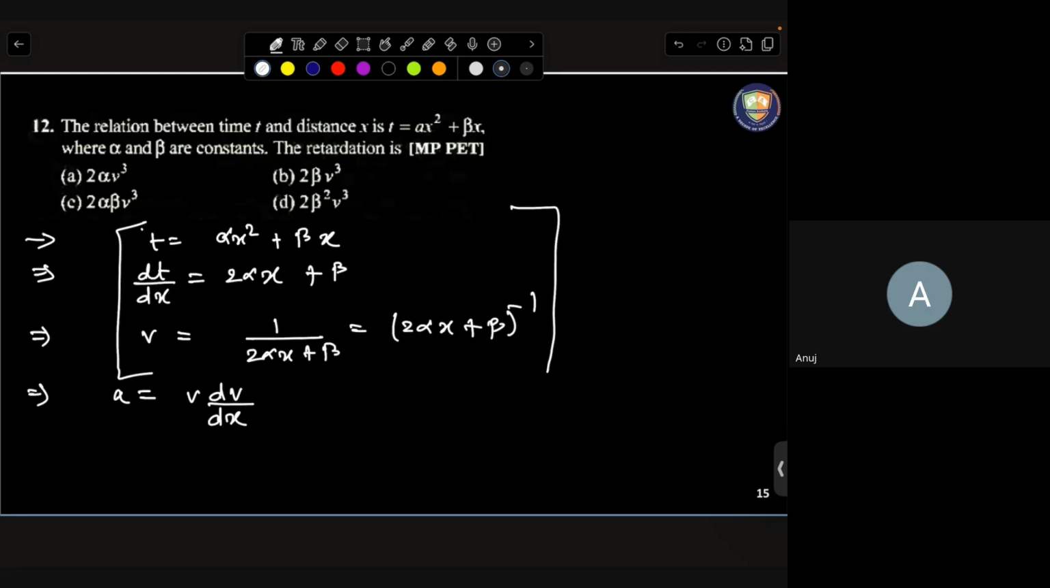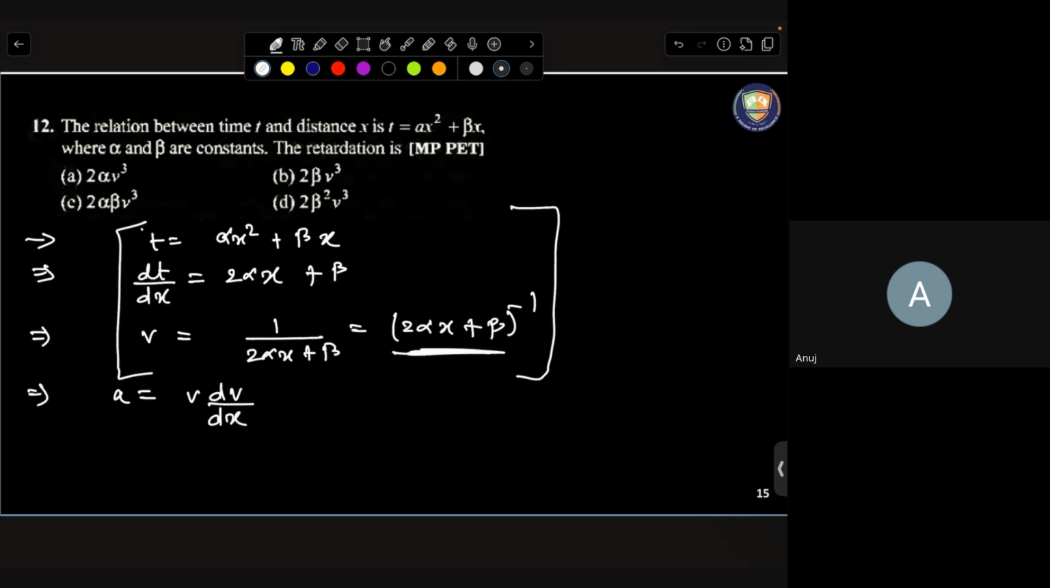So you have to look at the answer, then try to connect from the initial given conditions to the final answer. We can see no such answer is given in the options, so we have to move ahead a bit. And you can also see v cube is there, and we are nowhere getting v cube here. So we have to look ahead.